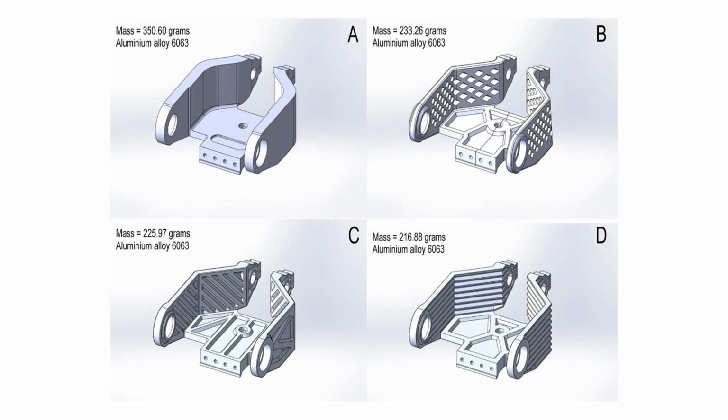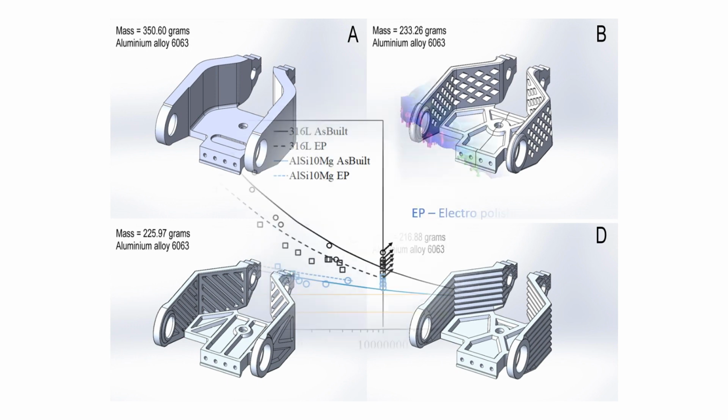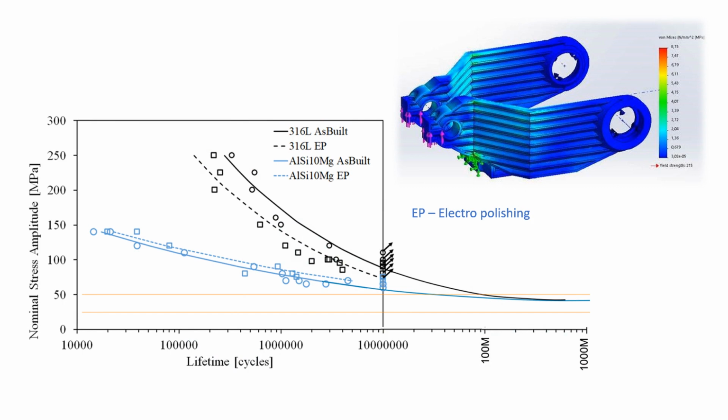The starting point is a rocker lever weighing 350 grams, which in the first stage has been made into lighter versions by simplifying geometry manually using FEM calculations. The weight is then reduced to 216 grams. The fatigue test results of the research group have been utilized in the design.